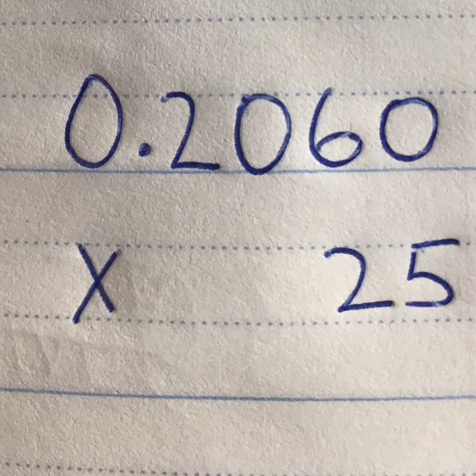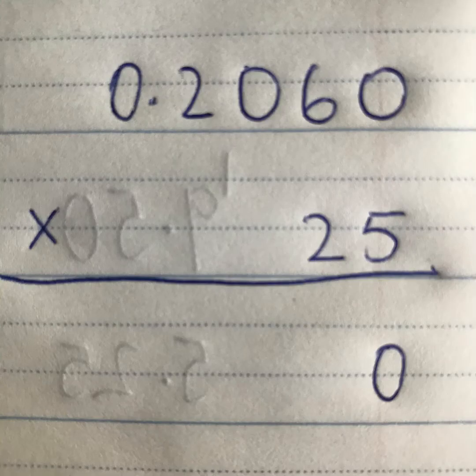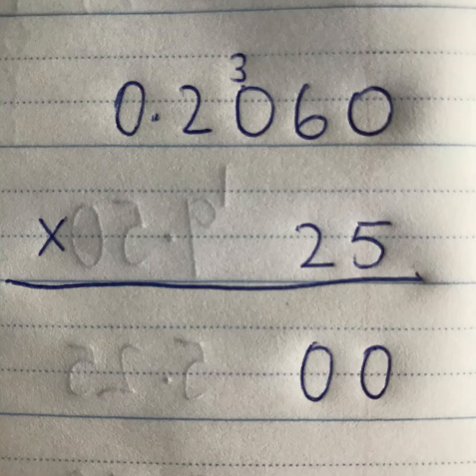0.2060, there's our $20.60, decimal point 2 spots to the left, so it's 0.2060 times 25. And we've already divided by 100 when we moved our decimal point 2 spots to the left. So let's work this out as a multiplication. Starting with the 5 in the 25. 5 times 0 is 0. 5 times 6 is 30.